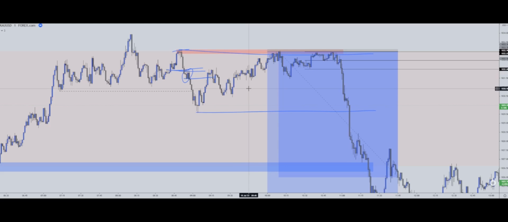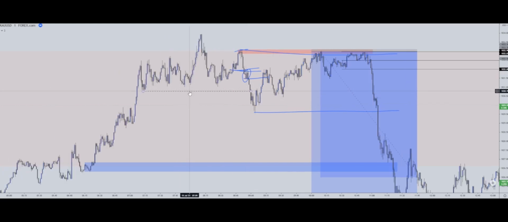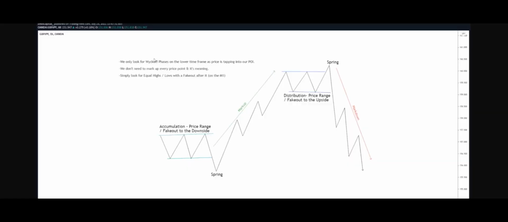Sometimes I do get quite aggressive on the charts. I look for those 1 minute scalps, but this is simply a high time frame point of interest, low time frame entry, and just including Wyckoff. And like I said, when it comes to the distribution, you don't need to mark it up. All right, I'll pull up some examples.